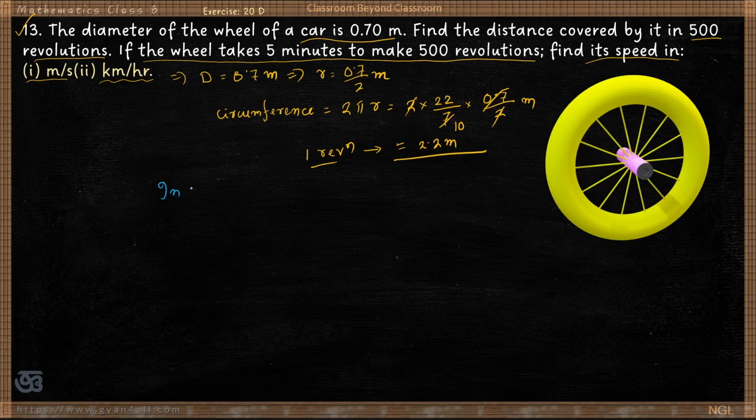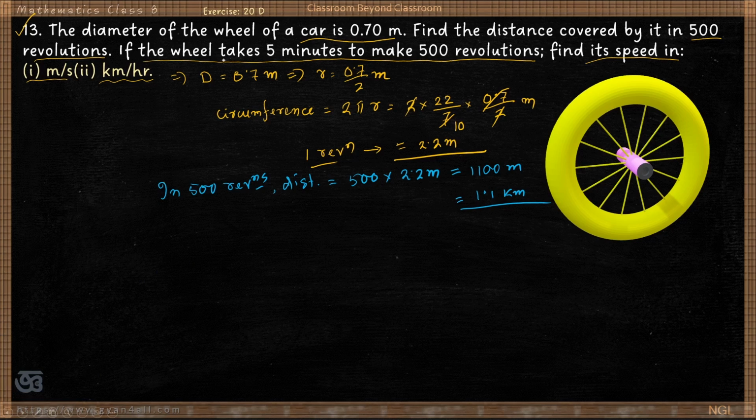Now in 500 revolutions, distance traveled is equal to 500 multiplied by 2.2 meter, and this is equal to 1100 meter. If you express it in kilometer, this is 1.1 kilometer.